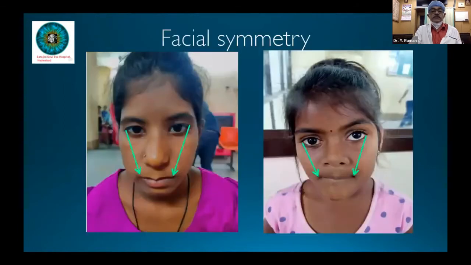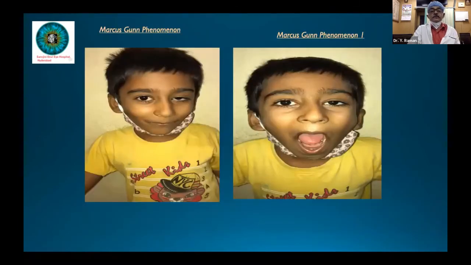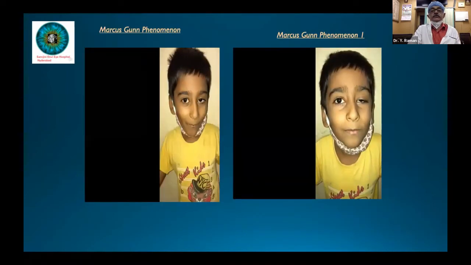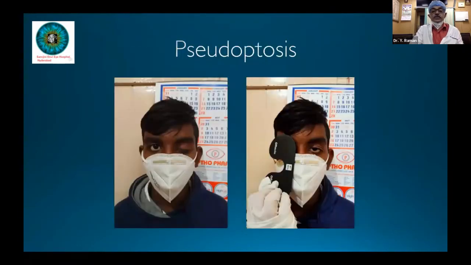And look for the facial asymmetry. Facial symmetry can be measured with a line drawn from the lateral canthus to the angle of the mouth. Both these children have a right-sided hypoplasia. Look for Marcus Gunn phenomena, and then look for, most important, pseudoptosis.